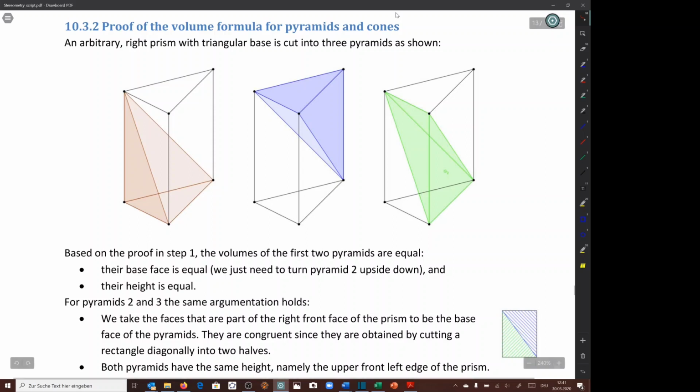Well, this is just exactly half of this side face of the prism, and this here is the other half of the same side face, which means the two pyramids have the same base and the same height. So again we have shown they have the same base and the same height, so their volume is the same. This means that all three pyramids have the same volume.